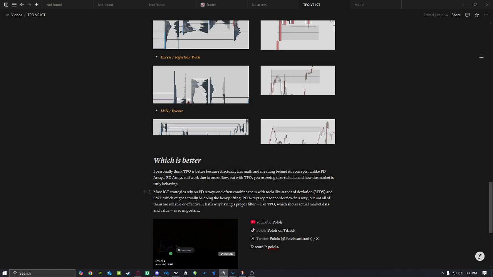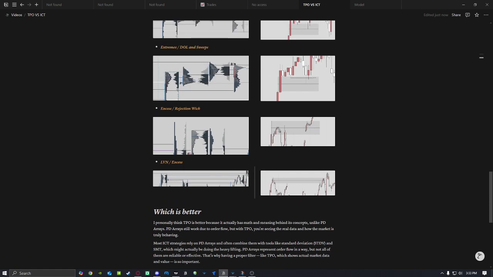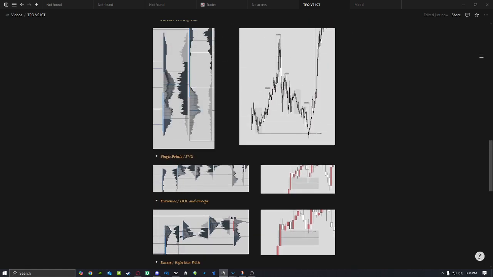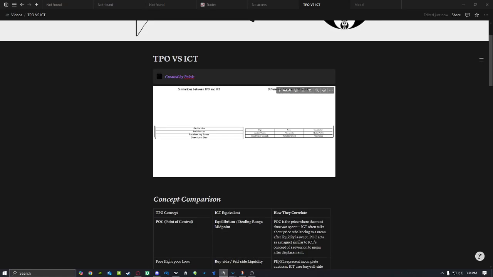Not all PD arrays work, not all order flow works, but of course, if you combine confluences, they can work. If you combine risk management and psychology, it can work. So I'm not saying ICT is completely wrong. There are reasons why it works, just like I showed you right here. I'm just saying that you need a filter to figure out which ones are actually going to work, and maybe your filter is standard deviation and SMT, which is good. I like that. So that's how it works, and this is my TPO versus ICT.